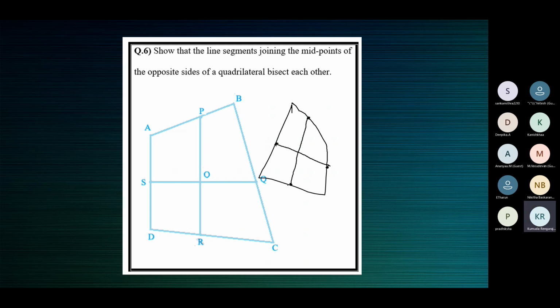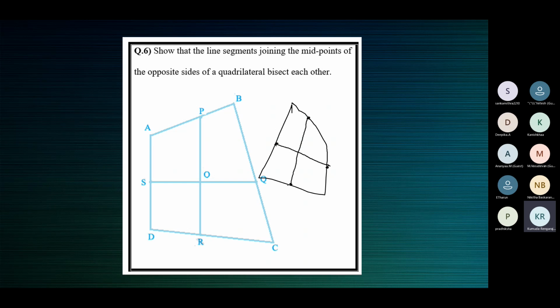Only in a parallelogram do the diagonals bisect each other. So we need to prove that these line segments bisect each other. They are not diagonals. How to prove it? If these were diagonals of the quadrilateral, maybe we could think of something. But they are line segments joining the midpoints of the opposite sides.